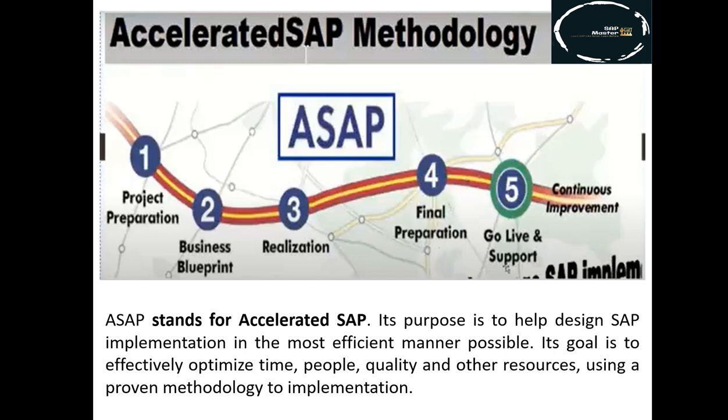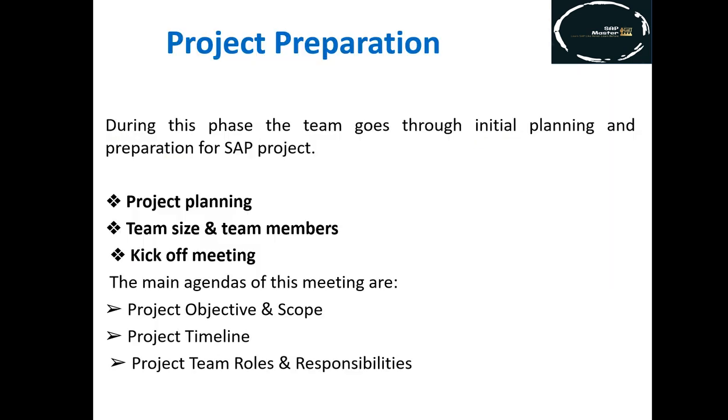There are 5 phases over here in SAP methodology. The first one is project preparation, the second is business blueprint, next is realization, the next is final preparation, and the fifth phase is go live and support. So in this session we are going to cover all 5 phases one by one. So let's start from the first phase, that is project preparation.